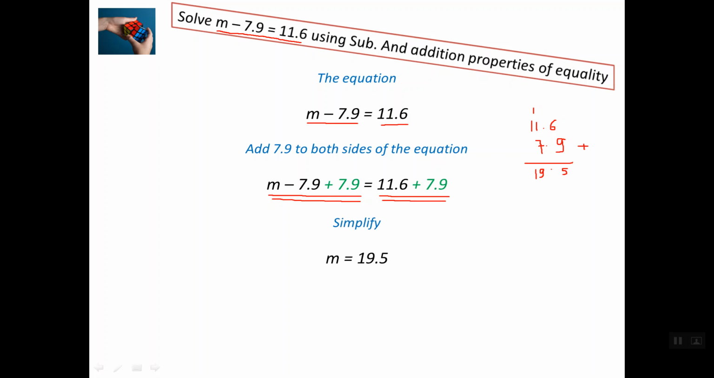So after simplifying, we have the value of m equal to 19.5. Now we need to check this solution, which means that if we substitute this value of m in the original equation, will the equation remain true? So this is the equation. On the left side, we substitute for m: 19.5 minus 7.9, and the right side is 11.6. We need to verify the correctness of this equation.